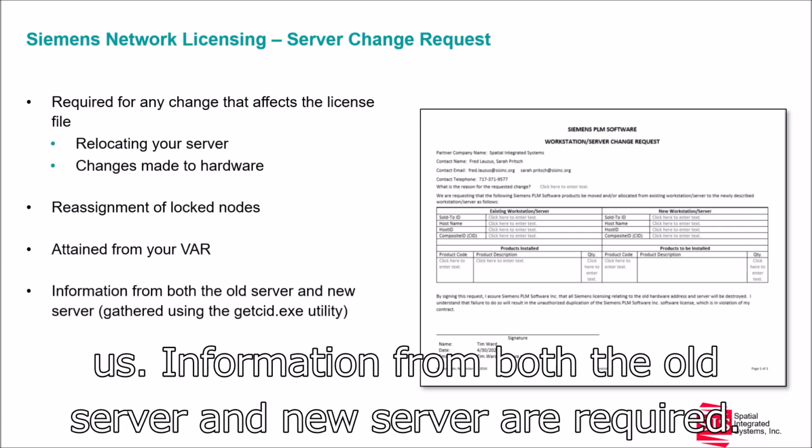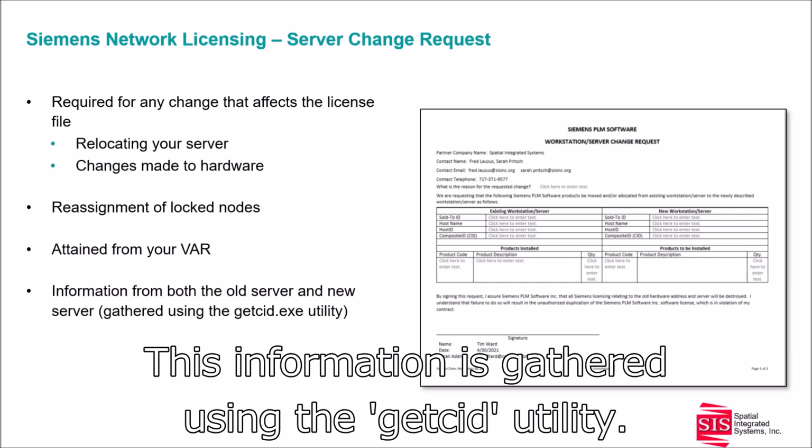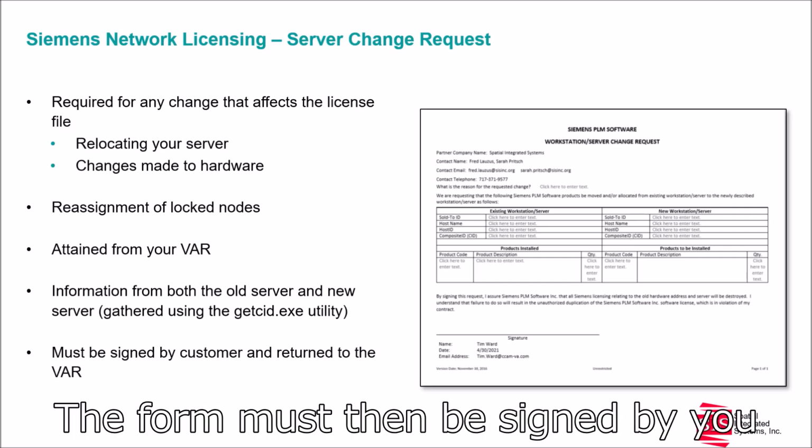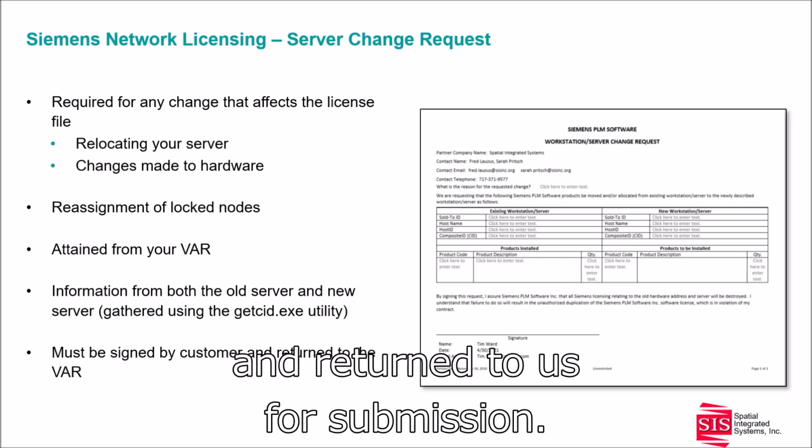Information from both the old server and new server are required. This information is gathered using the getCID utility. The form must then be signed by you and returned to us for submission.